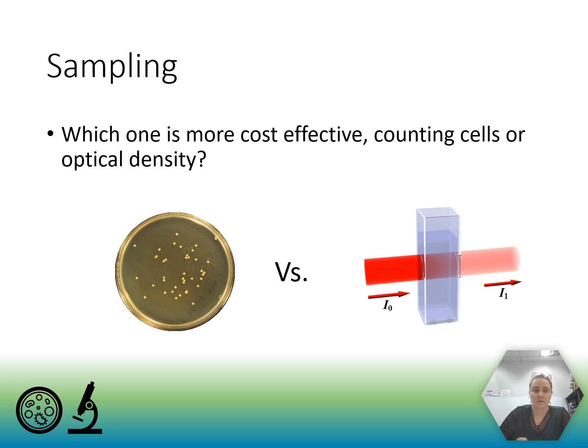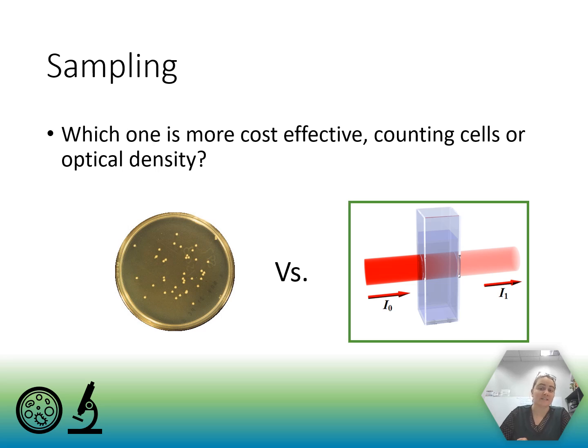And then lastly, which one do you think is more cost effective, counting cells or optical density? Take a pause, think about it for a moment. So it's actually going to be optical density. You saw how much time it took in our very first lab to count cells and create plates and do all of that. That's very time consuming. It's very material heavy. So optical density, and this would be something that we call a proxy measurement or a surrogate measurement, is going to be the most effective for us.